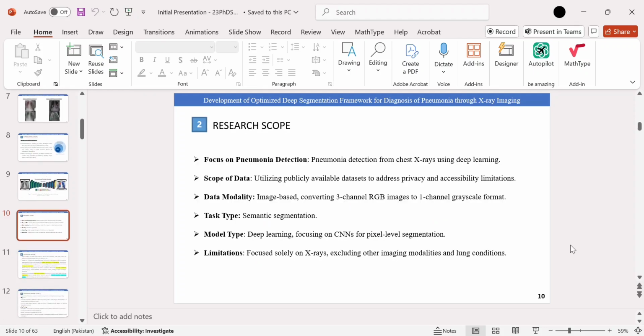So the research scope is that the focus of this research is on pneumonia detection using publicly available datasets, and the data modality is image based, and the task type is semantic segmentation, a level ahead of the normal segmentation. The model type is convolutional neural networks that are best suited for image processing and medical imaging. The limitation is that we are only considering X-rays, not other modalities like CT or MRI scans, and also we are not considering other lung conditions except pneumonia.